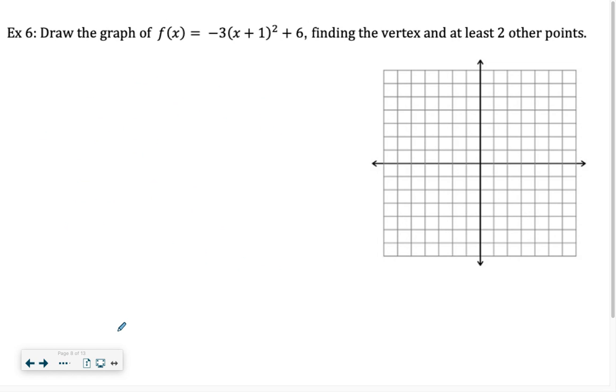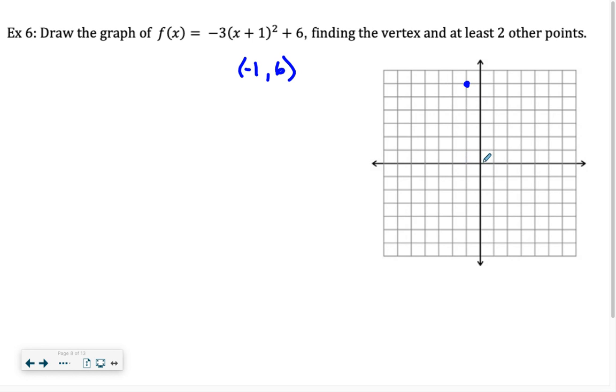The next couple of examples, we are drawing the graph given an equation in vertex form, and we want to find the vertex and at least 2 other points. So right off the bat, I see that the vertex is the point negative 1, 6. So negative 1, 2, 3, 4, 5, 6 is right here. I know that my parabola is going to open down, right? Now, for this one, it says find 2 other points. The easiest way to do that is to just go 1 to the right or to the left of the vertex and plug that x value into the function.